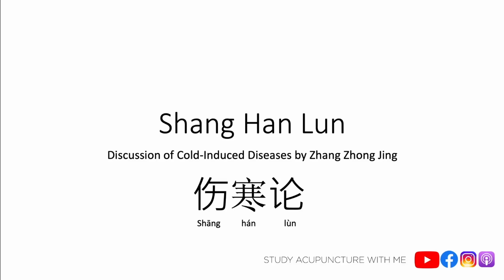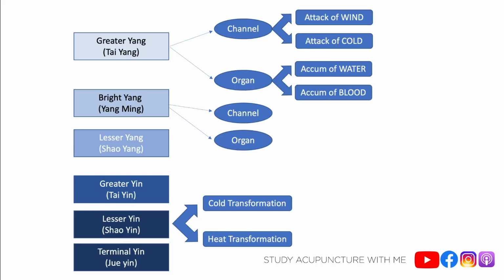So Shang, like sang, actually in Chinese is injury. Han is like cold, right? Like an internal cold that you get injured by. And then Lun means like a theory or like a viewpoint. So that's sort of just an introduction into the Shang Han Lun and the history as to where it came from. So let's get into the nitty gritty of the 6 stages.